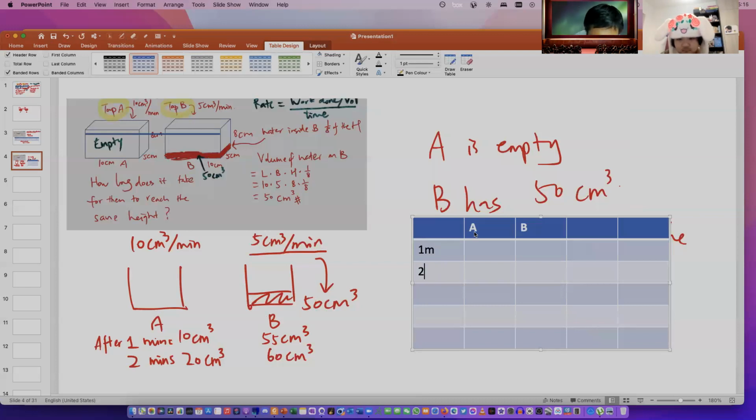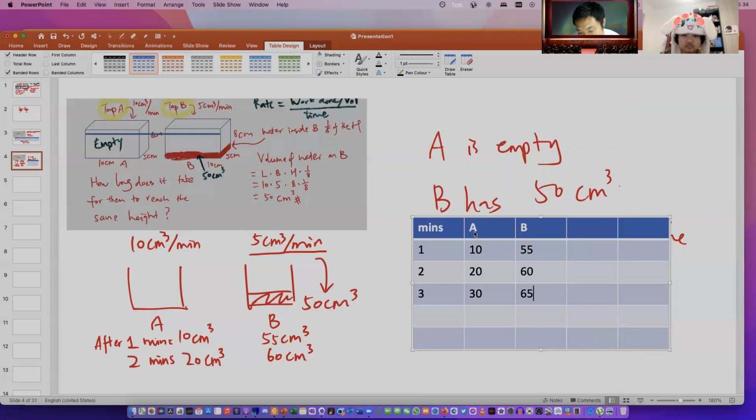Then of course this is 2. I will just write the minutes here, and I don't have to write the unit. So after 1 minute, A will have 10 and B will have 55, then after 2 minutes A will have 20 and B will have 60, right? Then you continue. Over here is 30, then over here is 65, right?